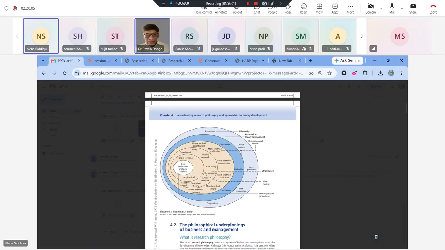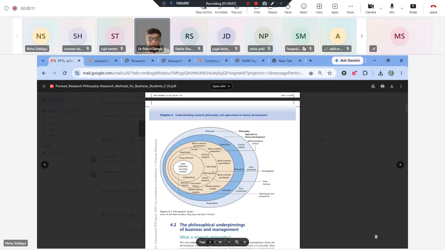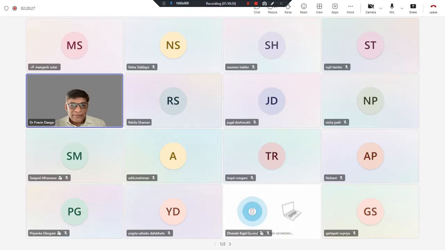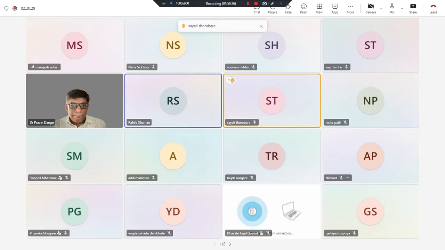So the next exercise is about that, which I'm going to share here. How many of you have completed this exercise? And you found it to be useful. Are there any questions related to that? No, sir, it's quite useful.